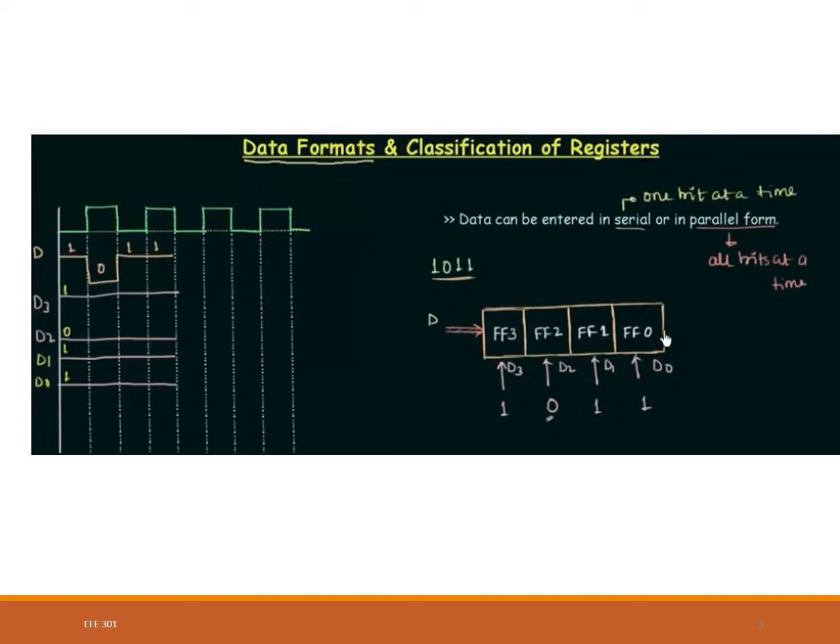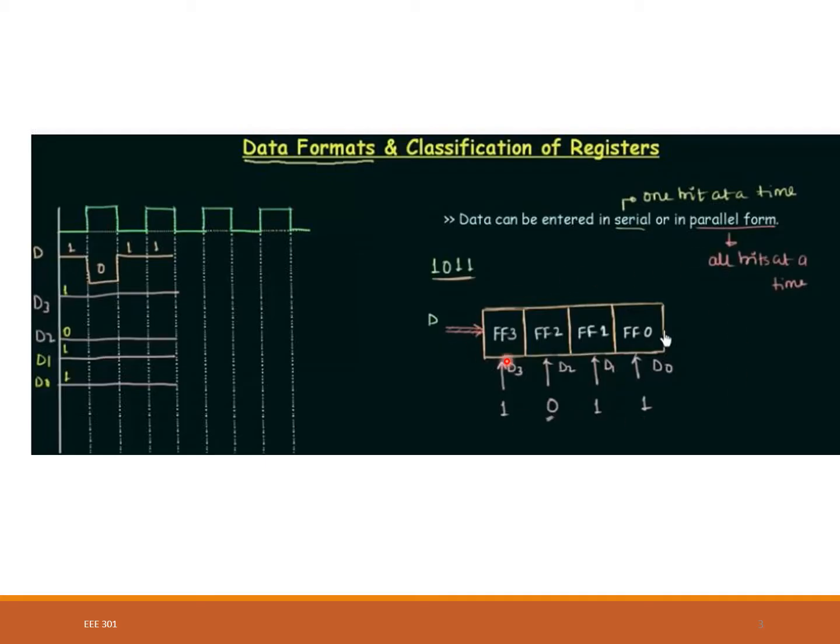Data format and classification of register. So data can be entered either in series or in parallel. The important thing to note here is series means 1 bit at a time. So it can store or transfer 1 bit at a time, and parallel means all bits at a time. So all bits should be stored or transferred at a time, right?